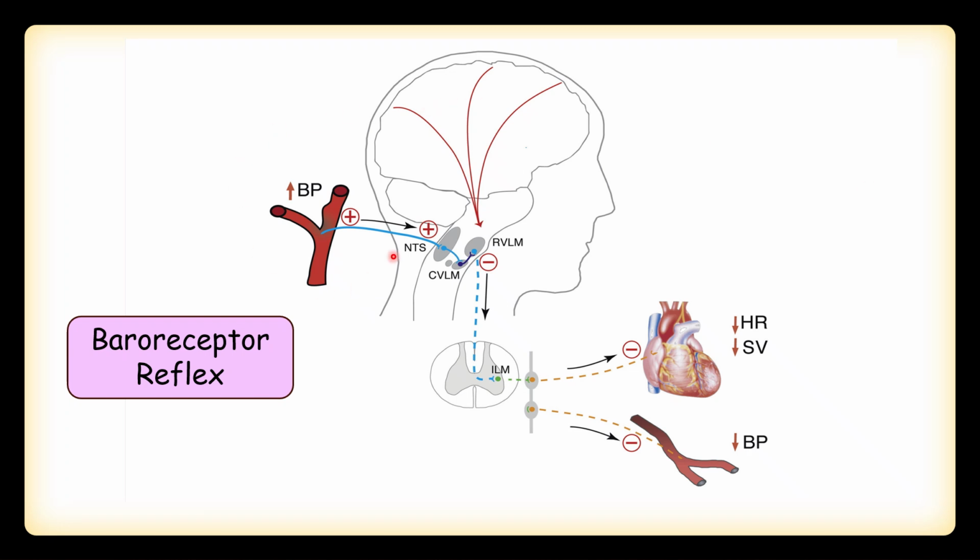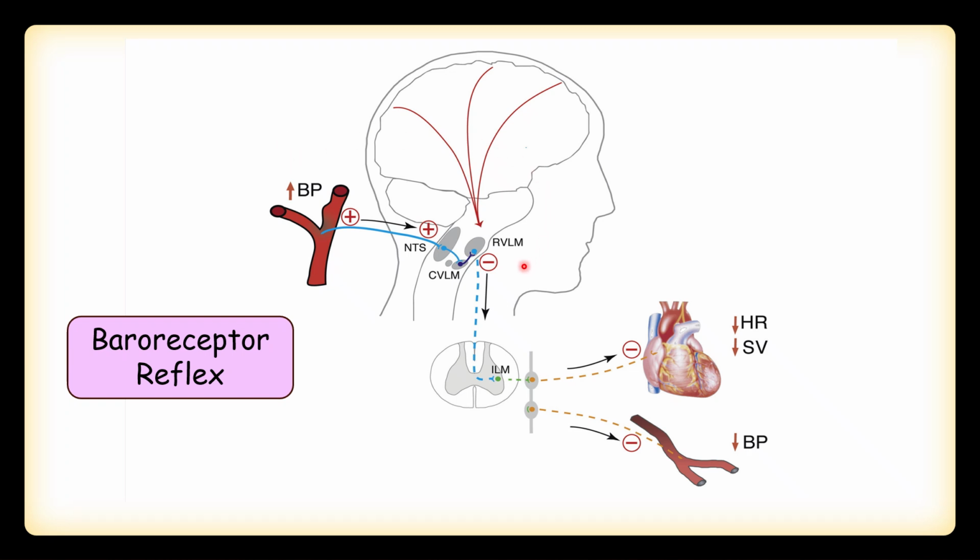So in this slide, we are going to deal with what is the baroreceptor reflex. When there is an increase in BP, this is sensed by the baroreceptors, which are present in the aortic arch and the carotid sinus, and the impulses are forwarded to NTS, CVLM and RVLM. We already know that the vasomotor center is present in the RVLM. So whenever there is an increase in BP, it will inhibit the vasomotor center.